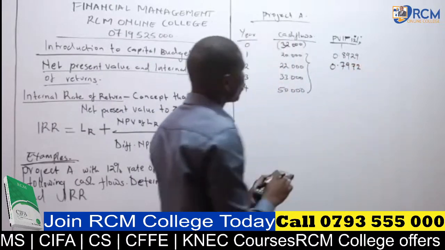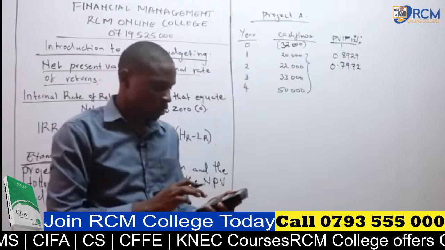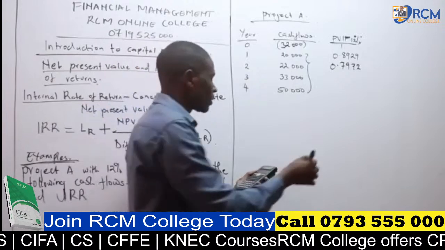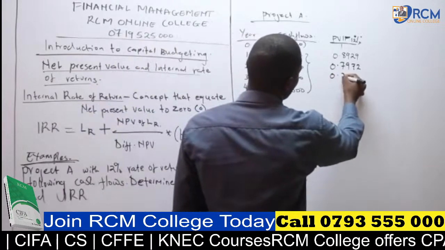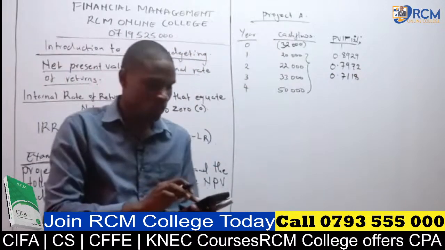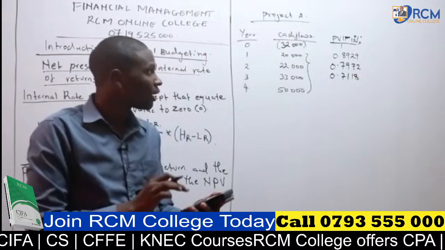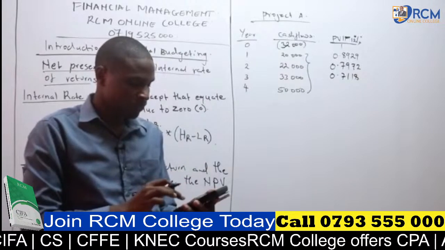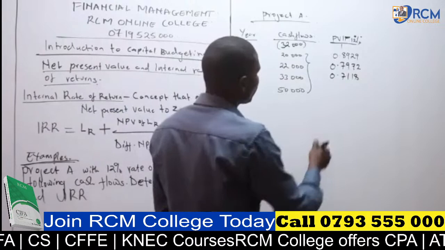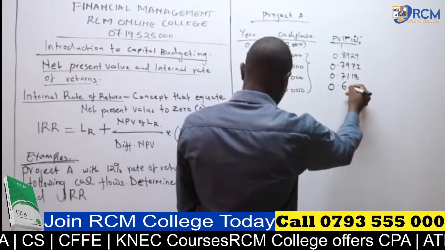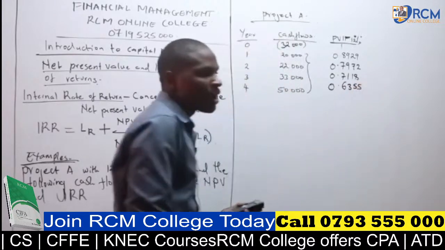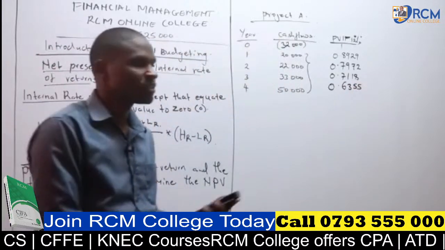Somebody else should be giving us for year 3, 1.12 raised to power negative 3. I'm having 0.7118. And the last one, what do you get there? Raised to power negative 4 for the 4 years. 0.6355. I hope you people are getting that. Good. I'm having my PV at 12% for each year.